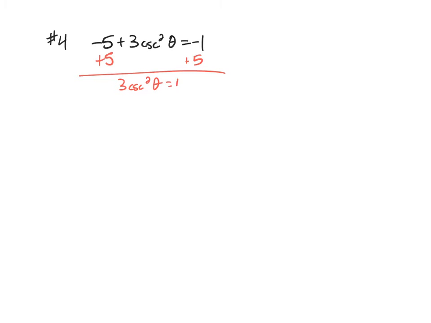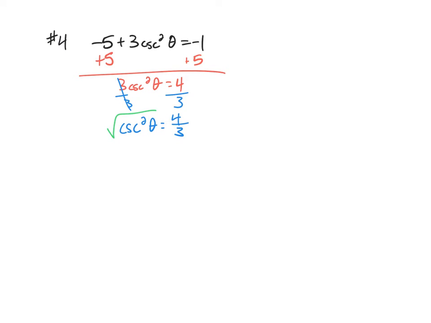Okay, for this equation we had -5 plus 3 cosecant squared theta equals -1. All right, so we're trying to get that cosecant by itself, so I can add 5 to both sides. All right, I have 3 cosecant squared theta equals 4. And then I can divide by 3. Cancel that out. So I'm going to have cosecant squared theta equals 4 over 3.